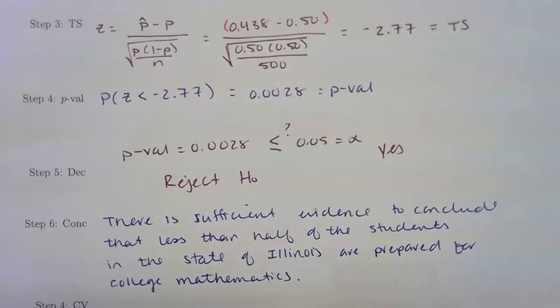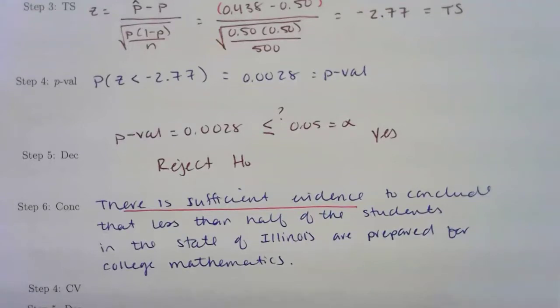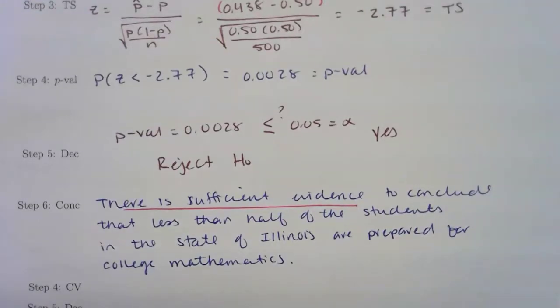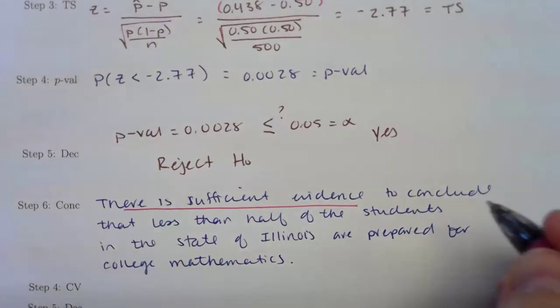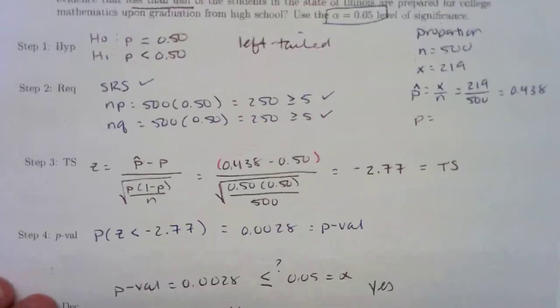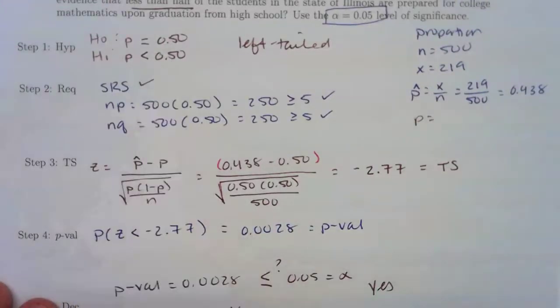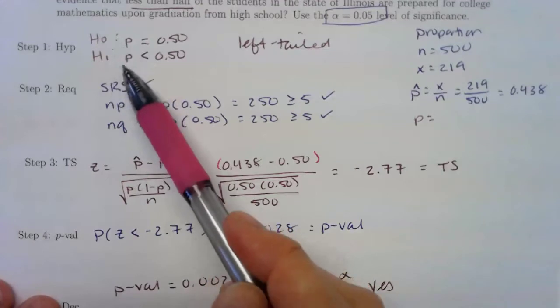So when we reject the null, we say there is sufficient evidence. And then tell me what the alternative says. There's sufficient evidence to conclude, and all of this is H1. So where did all this come from? Well, H1 says P is less than 0.5. So you can either rewrite the proportion, so there's sufficient evidence that the population proportion is less than 0.5, but I want you to tell me what that represents.